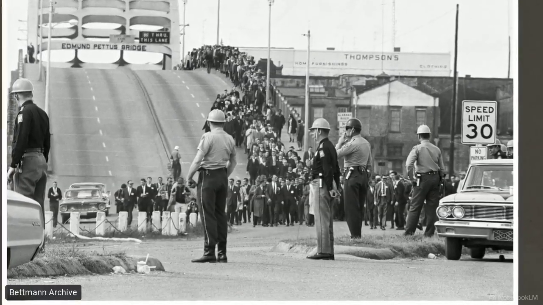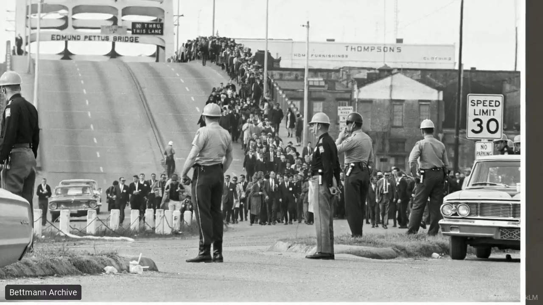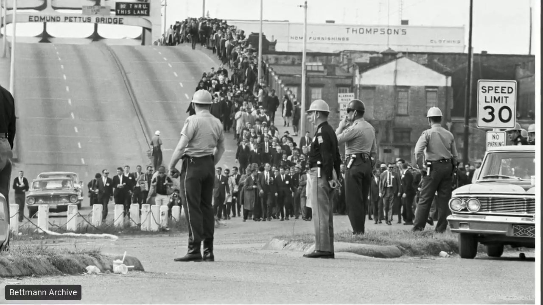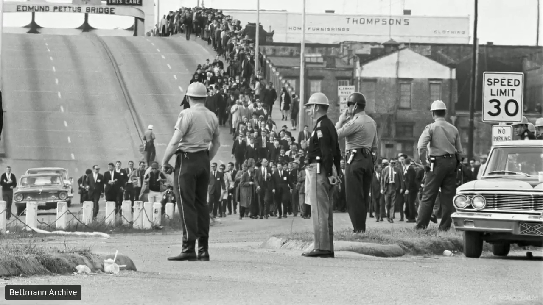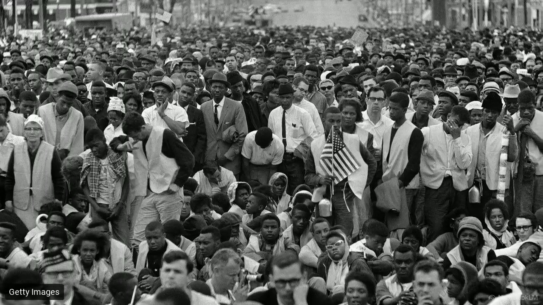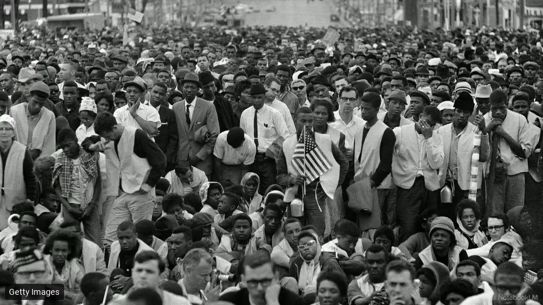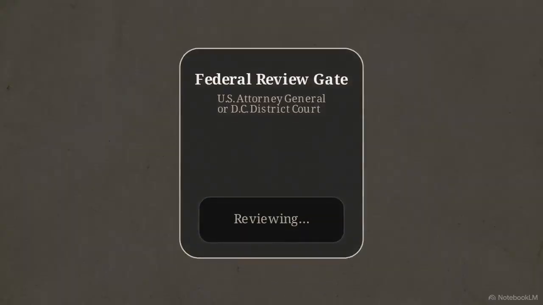Look at the wall of state troopers here in Selma, Alabama. This is the physical embodiment of state-level suppression blocking a federal right. This nonviolent direct action forced Congress to act. The result was the Voting Rights Act of 1965, which established a policy called federal preclearance.